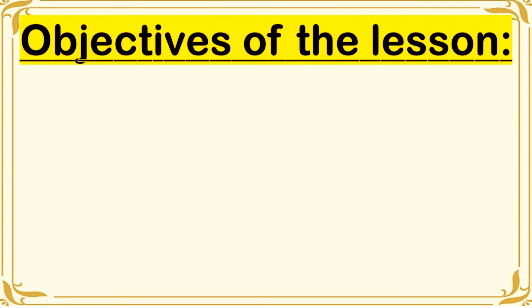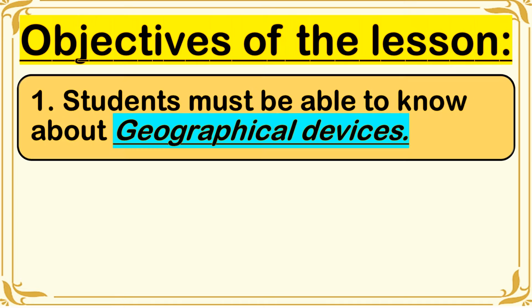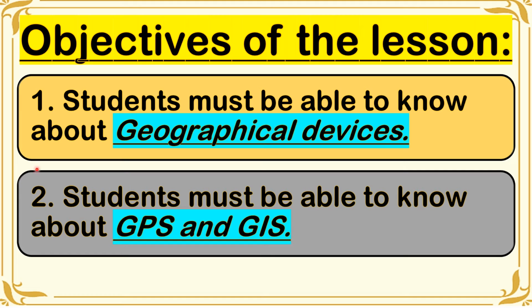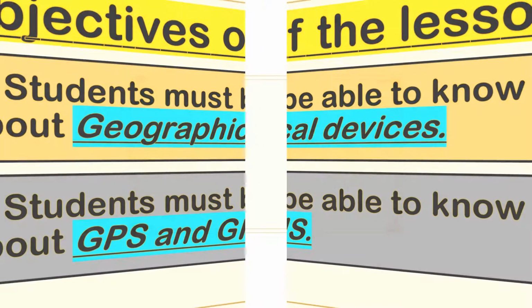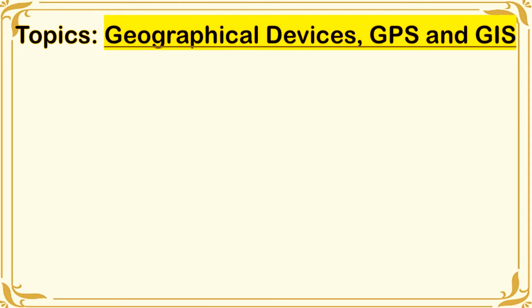Class, the objectives of our lesson for today are the following. Number 1, students must be able to know about geographical devices, and students must be able to know about GPS and GIS. So class, at the end of our online learning discussion, I expect that you can already identify and name geographical devices, and you can differentiate GPS from GIS. So class, our topic for today is geographical devices, GPS, and GIS.